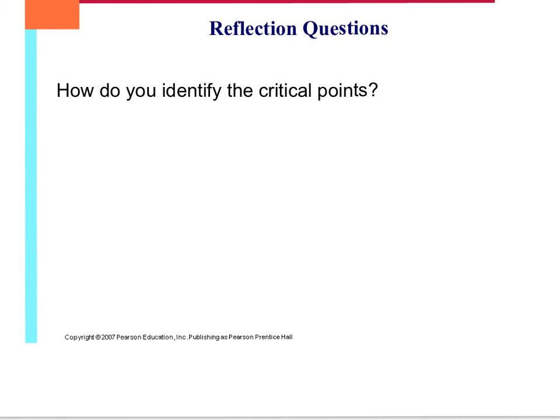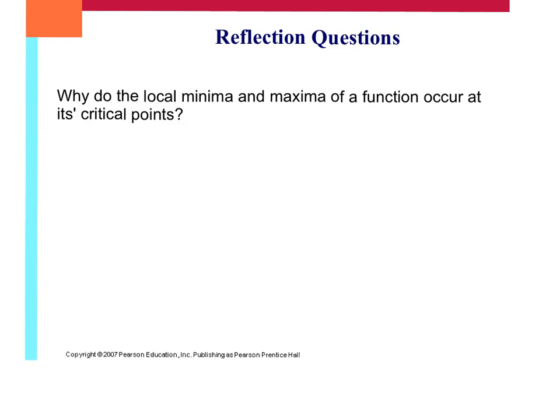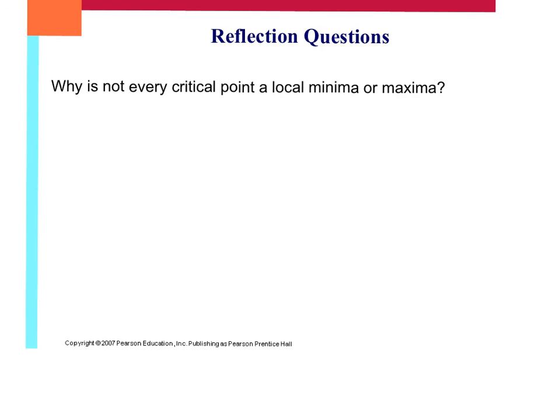Now you will conclude this video by answering 4 questions. So press pause, answer it, and then you continue. Here's the first question. Now the second question is, why do the local minima and maxima of a function occur at its critical point? Why is not every critical point a local minima or maxima?